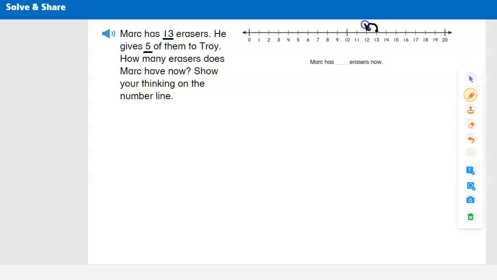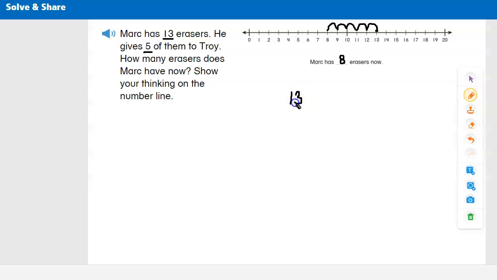So 1, 2, 3, 4, and 5. So I started at 13 because it told me that Mark had 13 erasers total. He gave 5 of them away, so I jumped back 5 spaces, and that took me to 8. So Mark has 8 erasers now. And you can check your work by writing a subtraction problem.